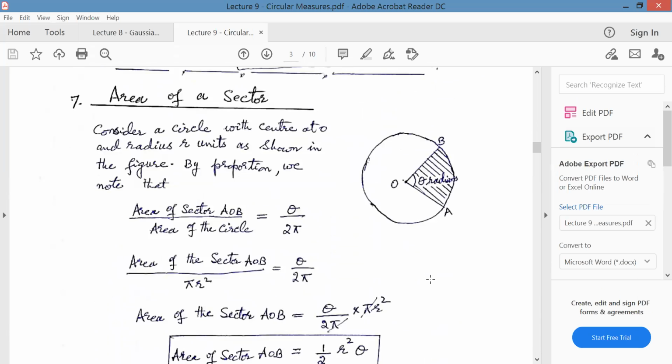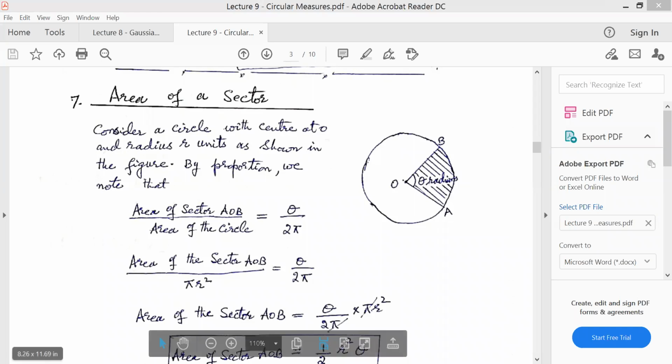Area of a sector. Consider a circle with center at O and radius R units as shown in the figure. By proportion, we note that the area of the sector AOB, this whole shaded area, this is your sector. The area of sector AOB divided by area of the circle will be equal to theta upon 2 pi. Okay? So the angle will be theta and 2 pi is this total. Sorry. Substitute the value here. Area of the sector AOB is what we wish to find out.